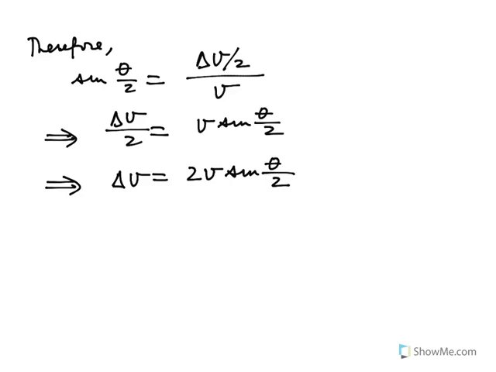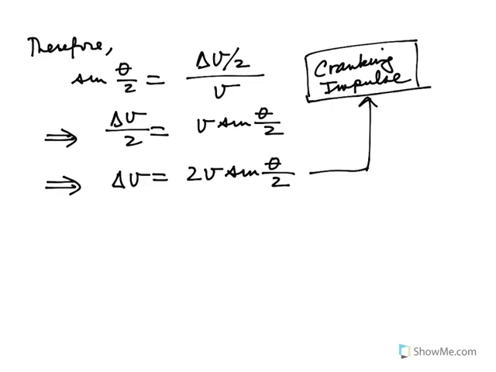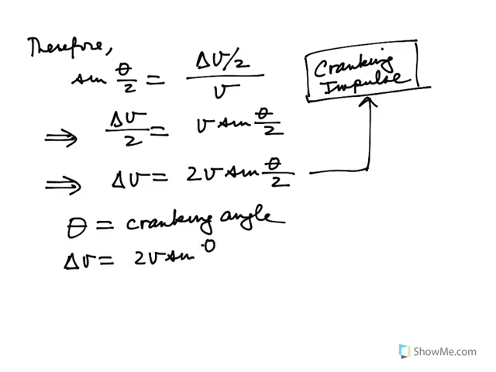So this is a cranking impulse. That's the definition of a cranking impulse. Theta is the cranking angle, and delta V equals 2V times the sine of theta over 2 is the cranking impulse.